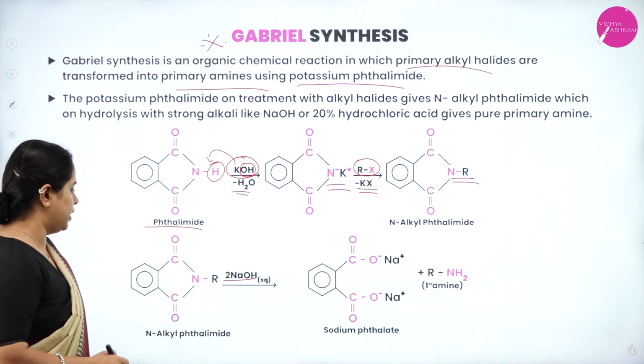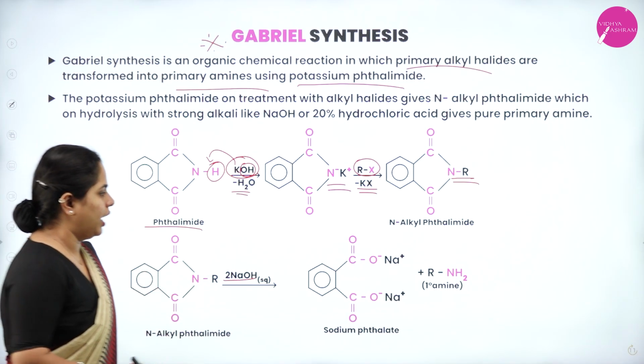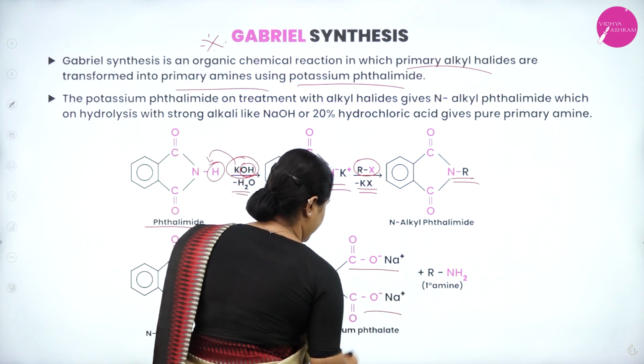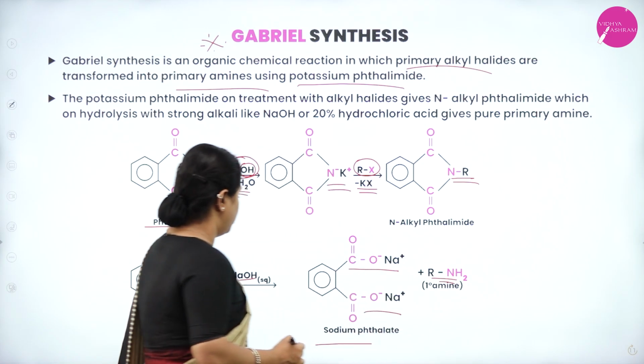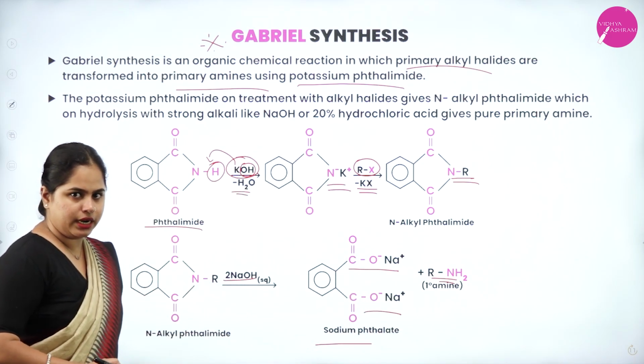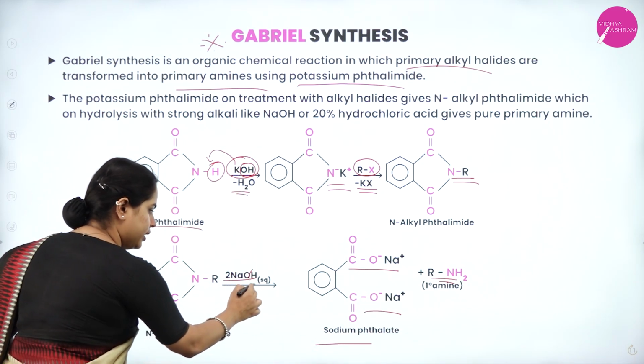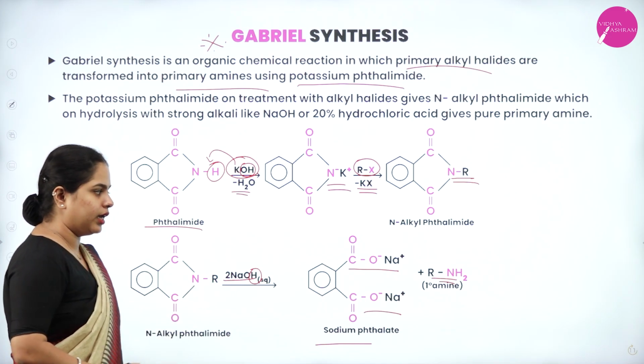Now again it is going to react with a strong base like sodium hydroxide. What is going to happen here? This bond is going to split and you will get COONa and COONa, which is called sodium phthalate, and you will get the RNH2. So from sodium hydroxide that is added here, you will have 2 hydrogen atoms and you have the nitrogen also.